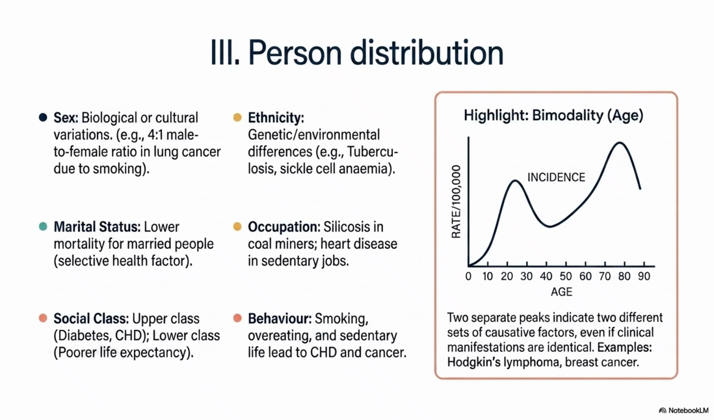Time distribution is over, place distribution is over, and now we will see person distribution. Person distribution means host characteristics, and the first one is age. We all know that different diseases are common in different ages. Like in childhood, diarrheas, acute respiratory infections, and malnutritions like protein energy malnutrition are more common.